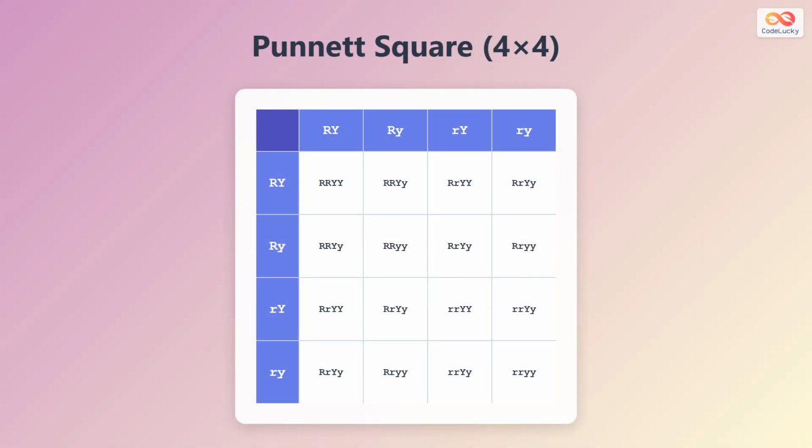To visualize all possible offspring combinations, we use a 4x4 Punnett square. Along the top, we place the 4 possible gametes from one parent, RY, Ry, rY, and ry. Along the side, we place the same 4 gametes from the other parent. By filling in each box where gametes meet, we can determine all 16 possible genotype combinations in the F2 generation. This systematic approach helps us calculate the probability of each genotype appearing in the offspring.